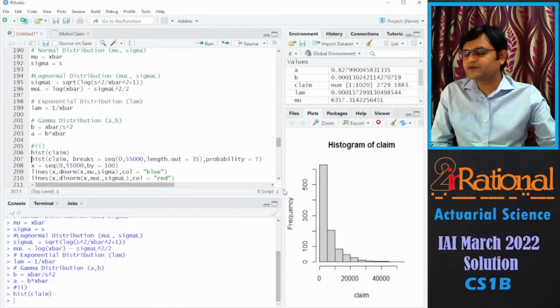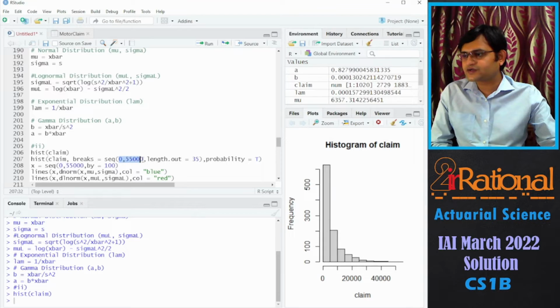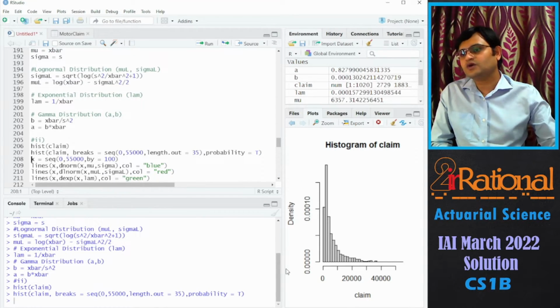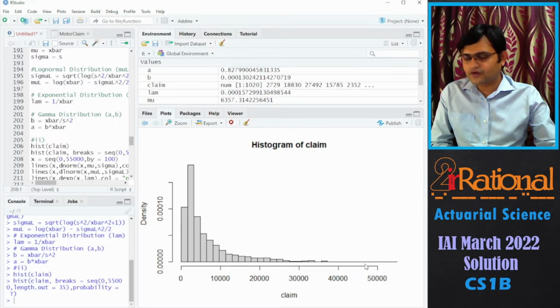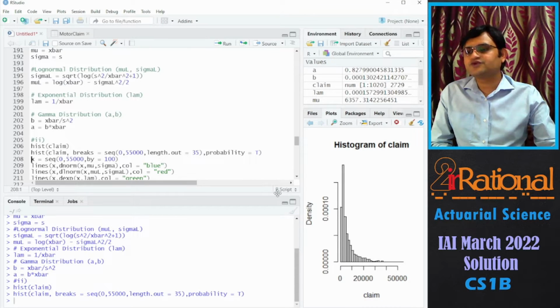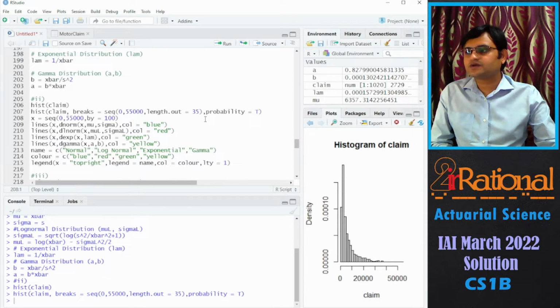So the breaks that we will be setting is going to be the vector 0 to 55,000, where length dot out is going to be 35. Probability true, because we want to now superimpose the densities. Okay, you can definitely change the names and stuff. I was okay with the histogram of claims being here, no problem there. Okay, so now we will see the histogram with 35 divisions. Okay, here we have 35 divisions. Now we need to superimpose our densities of each one of these distributions.